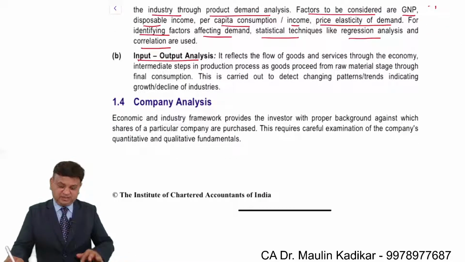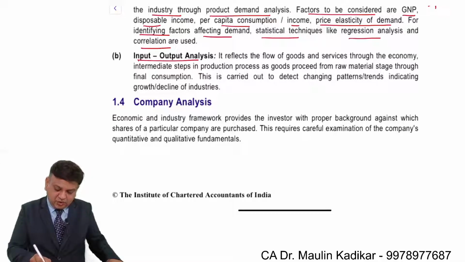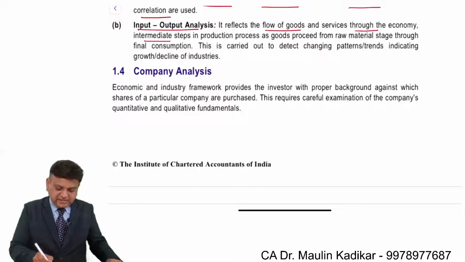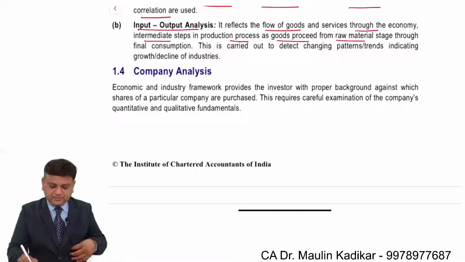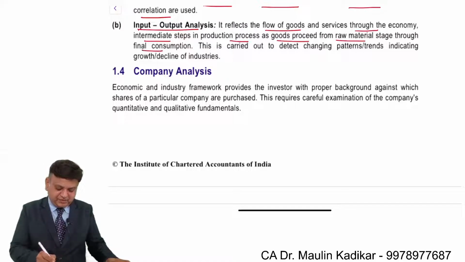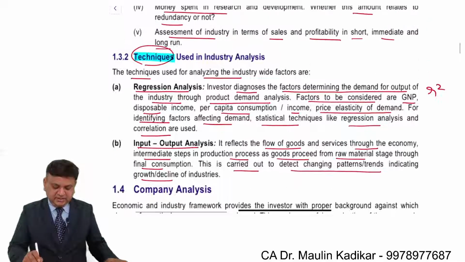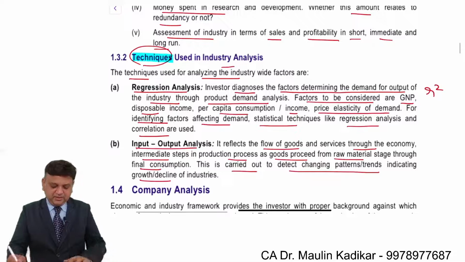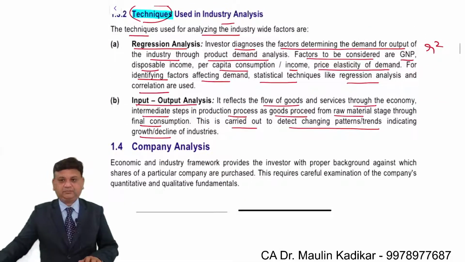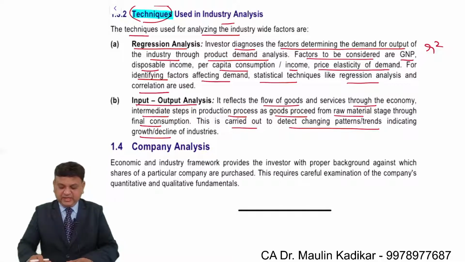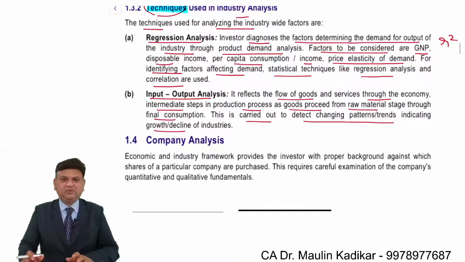Input output analysis. It reflects flow of the goods and services through the economy. Intermediate steps in the production process as goods proceed from raw material stage through the final consumption. This is carried out to detect the change in the pattern or the trend indicating the growth or the decline in the industry. These are the techniques which are used. We do not have any numerical as far as these techniques are concerned. We just have to do a kind of theoretical studies.